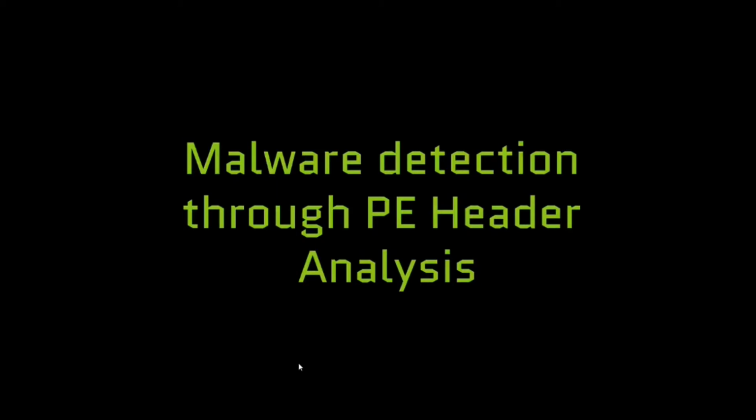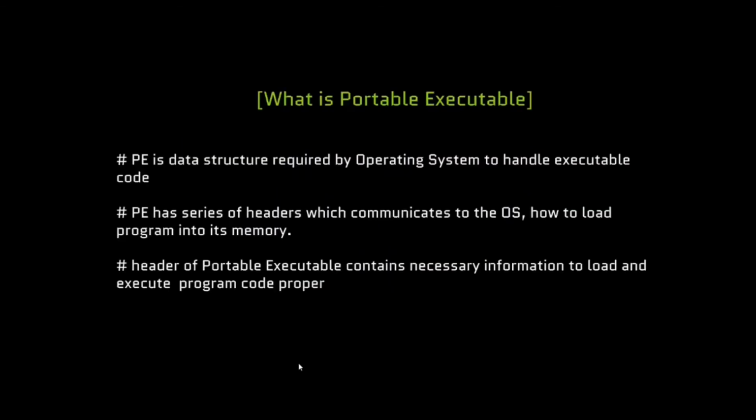Portable executables are data structures which are required by the operating system to handle executable code. The PE format was designed to do the following steps. First, the PE format describes where and which parts of a file should be loaded into memory. It describes where in the code the operating system should start executing the program.